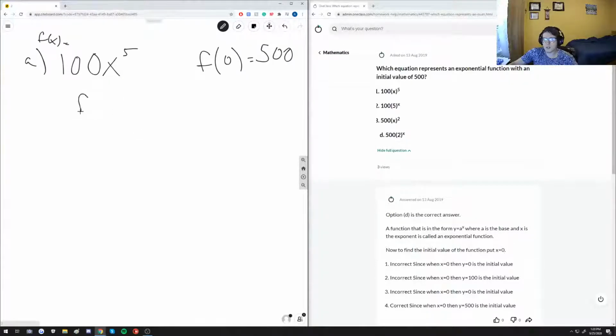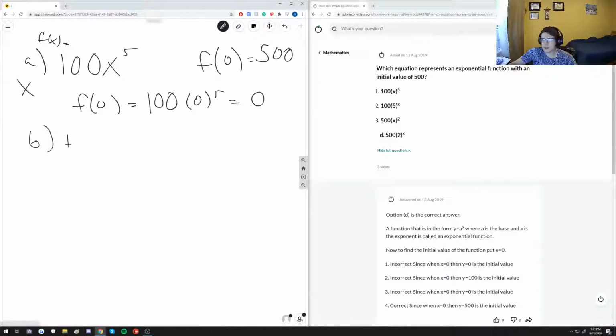So we're going to find f of 0 of this term. You're going to have 100, and then plug in 0 for x here, so you're going to have 0 to the fifth power, and you're going to get 0, because 0 raised to a power gives you 0. So this is not 500, so it's incorrect.